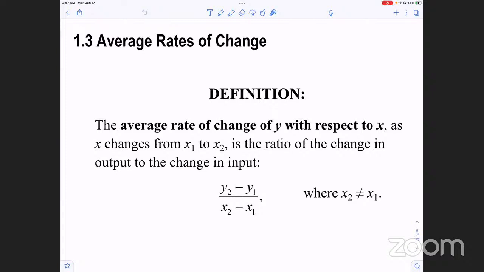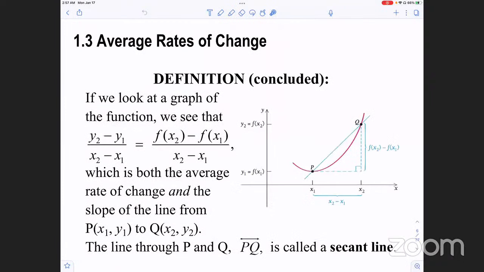You can see it here. Here's the first point and here's the second point, right? Again, with the 2 points, the two x values are not equal. So average rate of change for this context is just the slope, right? That's essentially what it's been. So if we look at the graph of the function, we see that y2 minus y1 over x2 minus x1, where y2 is just f of x2 and y1 is f of x1, is both the average rate of change and the slope of the line from P to Q, from these two different points.